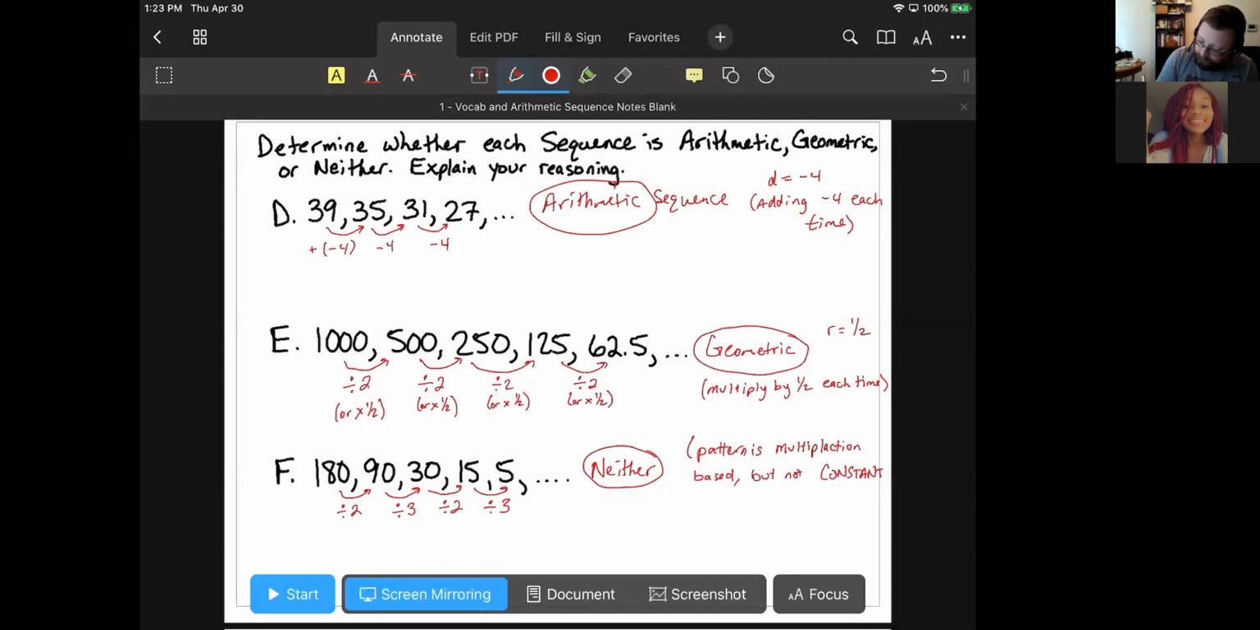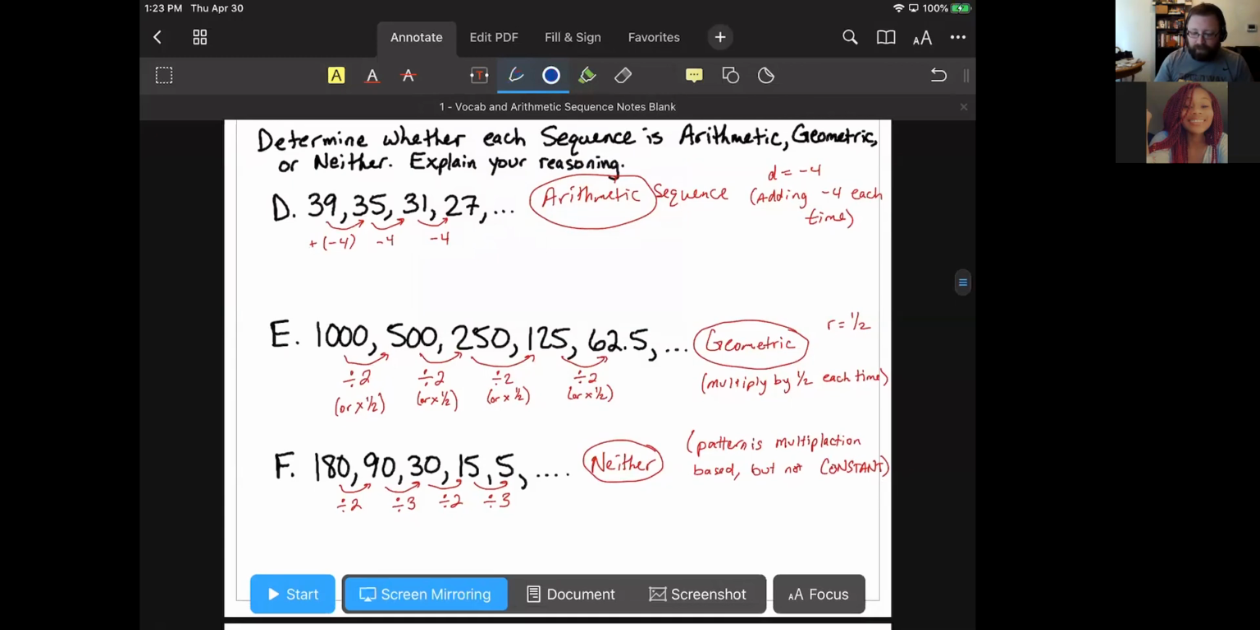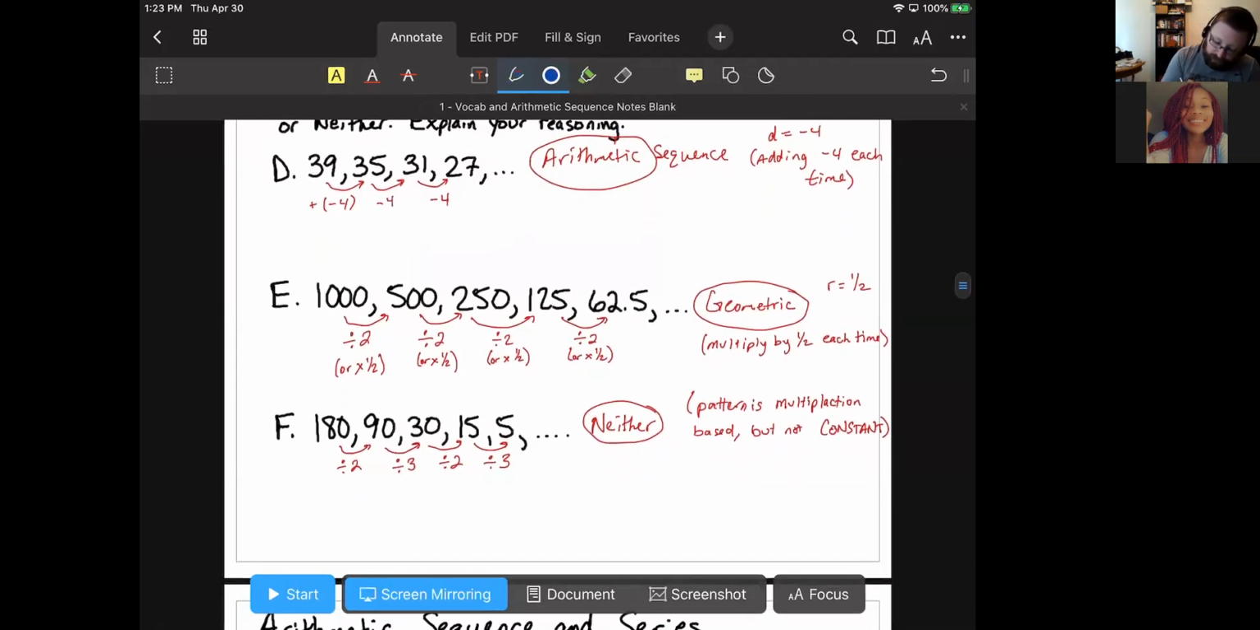But it's not constant. It has to be the same value every time, or it's not a geometric sequence. Even if it's based on multiplication or division, it has to be the same number every single time. Okay? Now, let's talk extremely quickly about both.